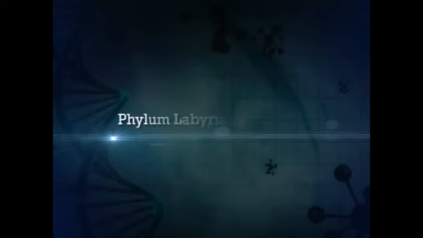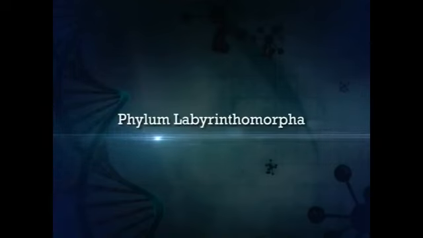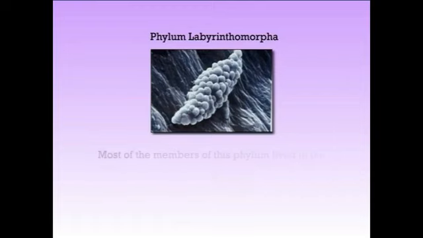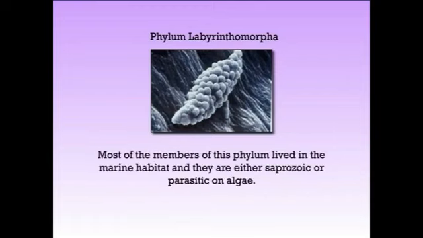Next we'll see the phylum Labyrinthomorpha. These are the protists that have spindle-shaped or spherical non-amoeboid vegetative cells. Most of the members of this phylum live in the marine habitat, and they are either saprozoic or parasitic on algae.